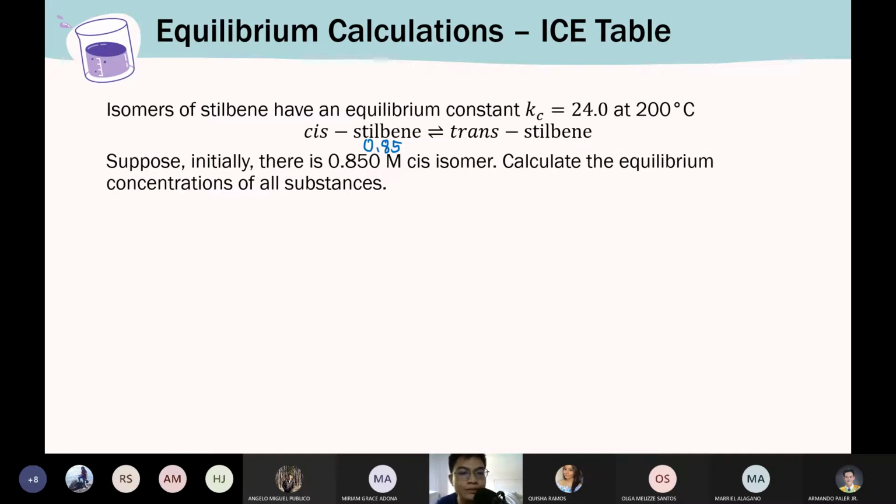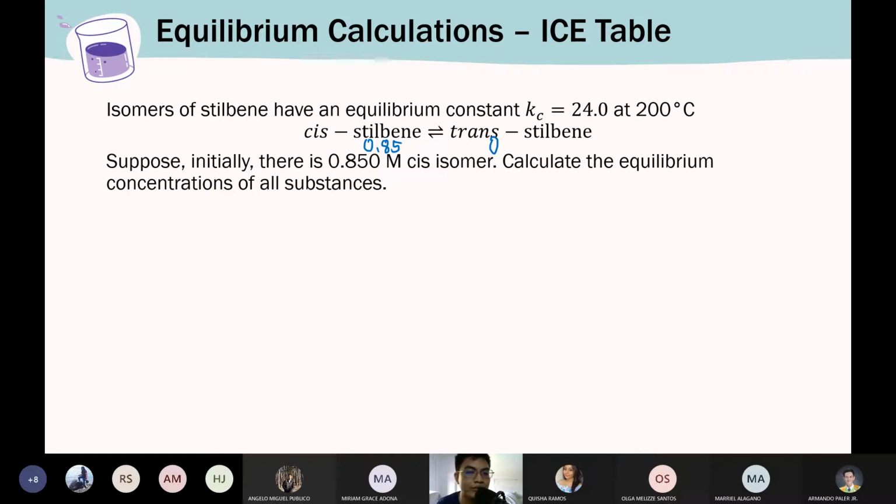Madali lang. So, given yung cis, 0.85. May sinabi ba about the trans? Wala, di ba? So, sabi lang dyan, there is 0.85 molar cis isomer. But about the trans, walang sinabi. So, meaning, 0 yung amount ng trans initially. Okay? So, initially, you have 0.85 ng cis. Yung trans, pag walang sinabi, 0. Okay? So, 0 siya kasi walang sinabi sa ating problem.